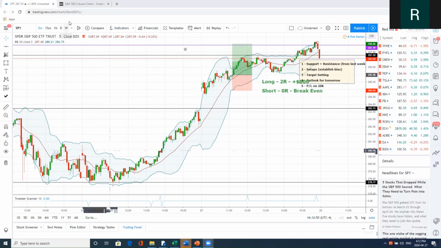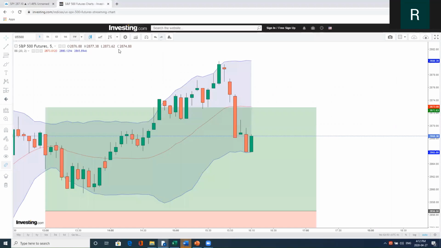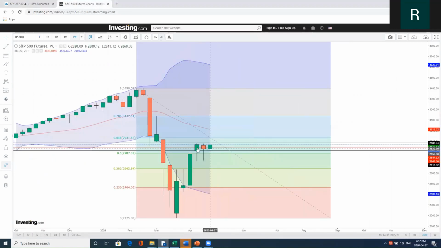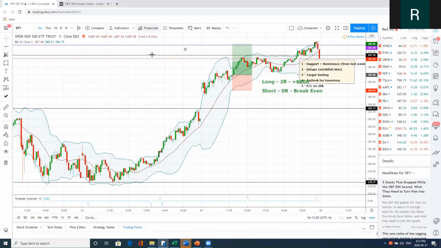So we look at the weekly chart. I have the futures chart over here. We're going to look at the weekly chart. We had a double hammer for the last 2 weeks, which is indicating some type of buying down here, and we could come into this week with a bias of going long.